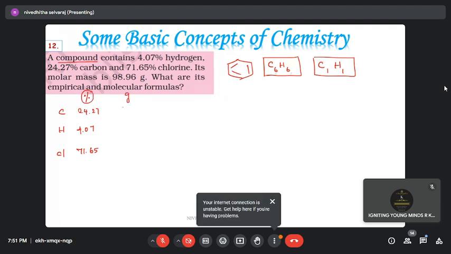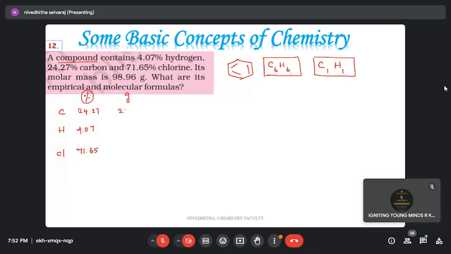That's it. So if I take 100 gram of this organic compound, for that 100 gram, carbon will contribute 24.27 gram, hydrogen will contribute 4.07 gram, and chlorine will contribute 71.65 gram. So in the first column, we'll be writing what are all the elements present, in the second column, the percentage, and in the third column, we'll be expressing it in gram.